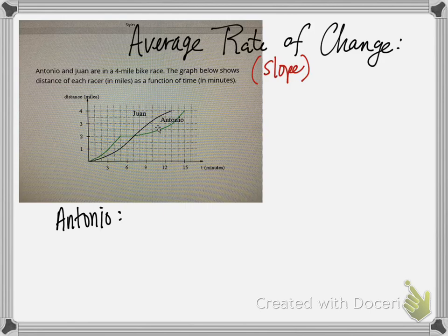And the x-axis represents the minutes, and the y-axis represents the distance in miles. So in order to find Antonio's average rate of change, because you could see in green that it is not a constant rate of change, meaning a straight line, we need the beginning point, which is (0, 0), and then the end point here, which is (15, 4). And in order to find the rate of change, we're just finding the slope.